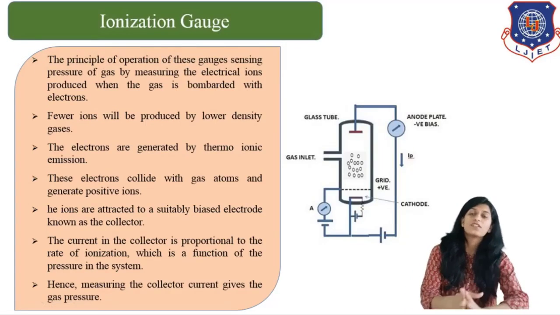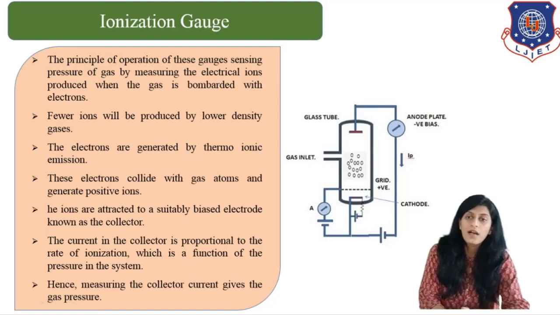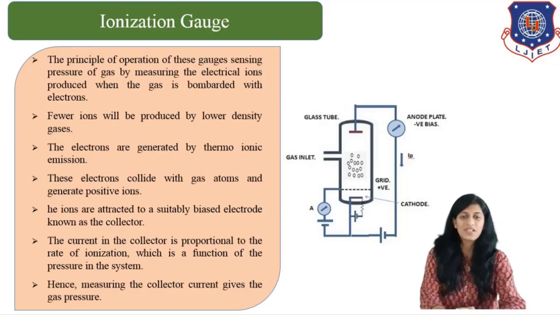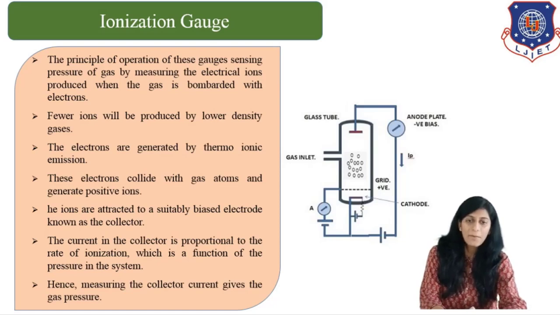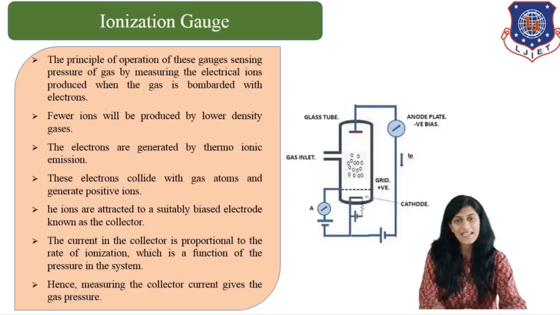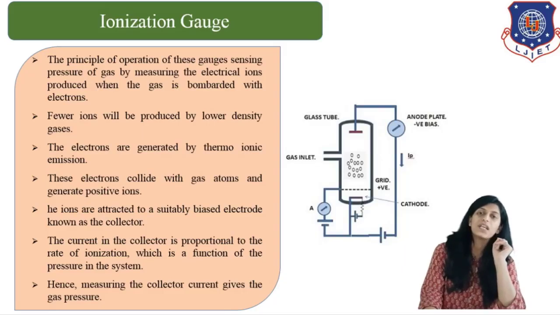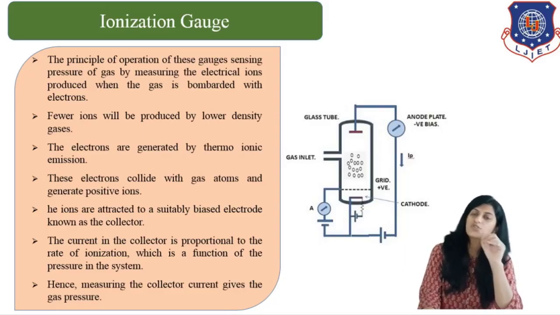The next equipment which is used to calculate or measure pressure is the ionization gauge. In the case of the ionization gauge, we are trying to determine pressure using the amount of current generated. The principle of operation of this gauge is sensing the pressure of gas by measuring electrical ions, which are produced when gas is bombarded with electrons.